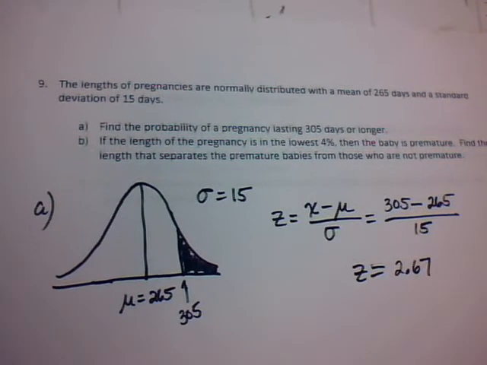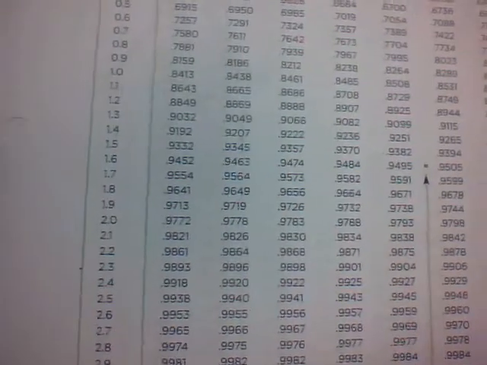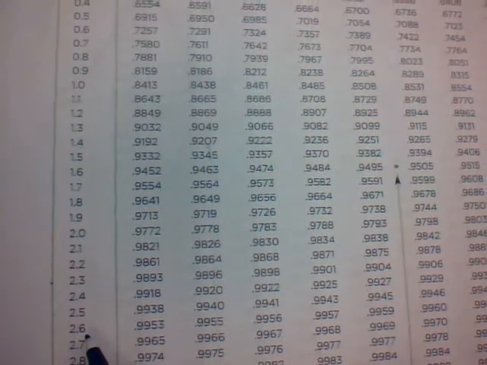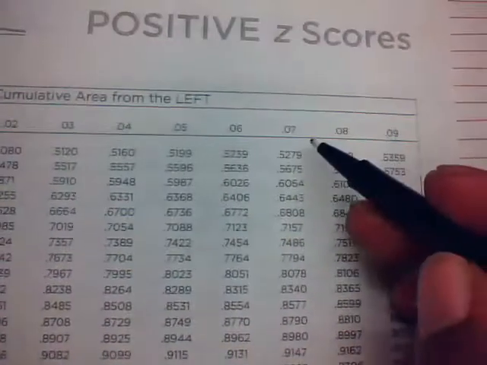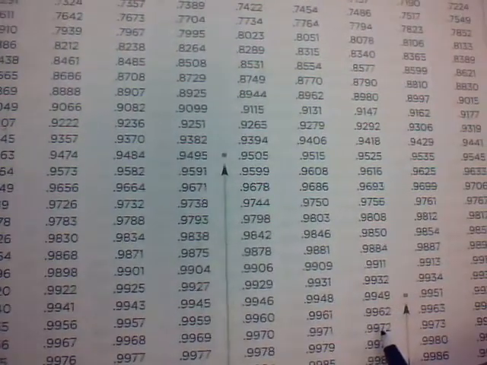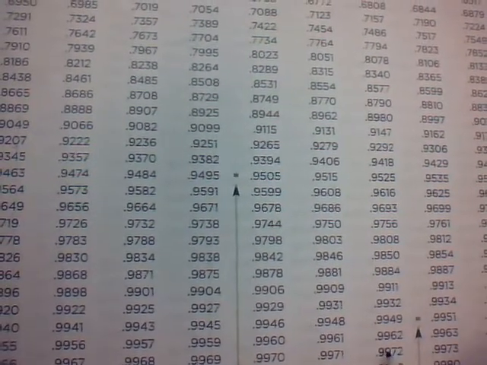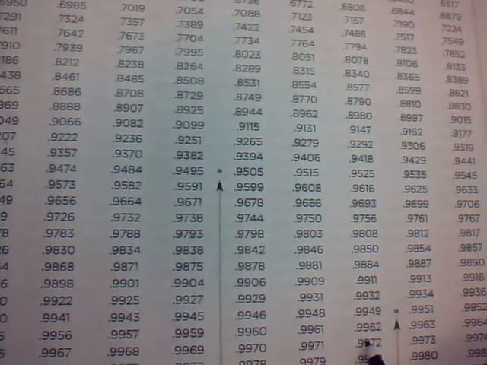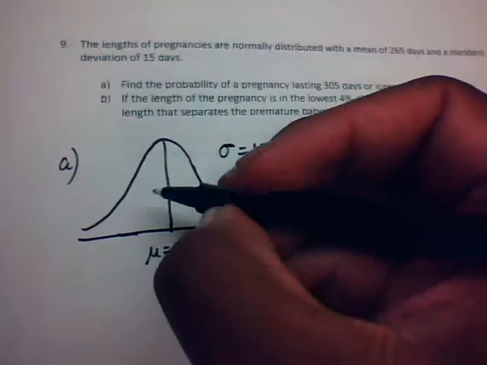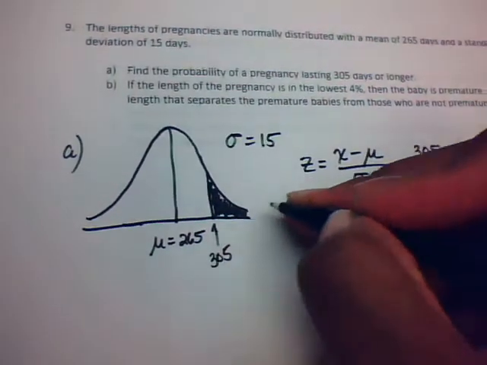Then we go to our table A-2 to find 2.67. Here's my table A-2. We'll find 2.6, which is on the left side, and 0.07 is up here. So if we read down and find 2.67, you'll see 0.9962. That's the area. Keep in mind that 0.9962 represents the area to the left. You want the area to the right.